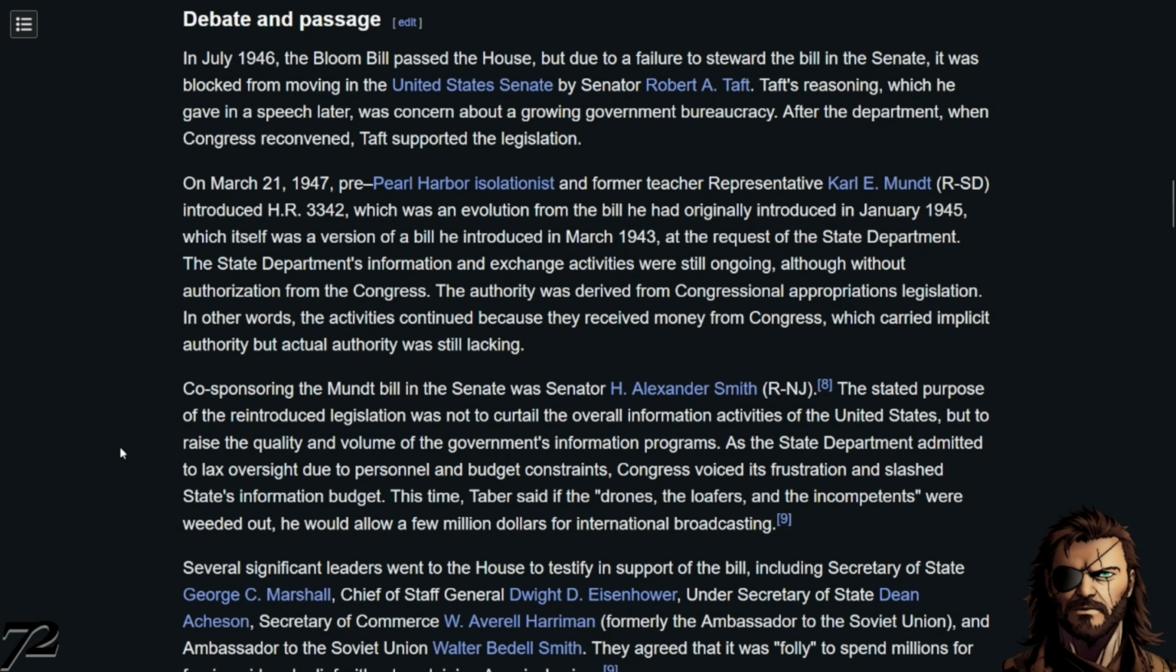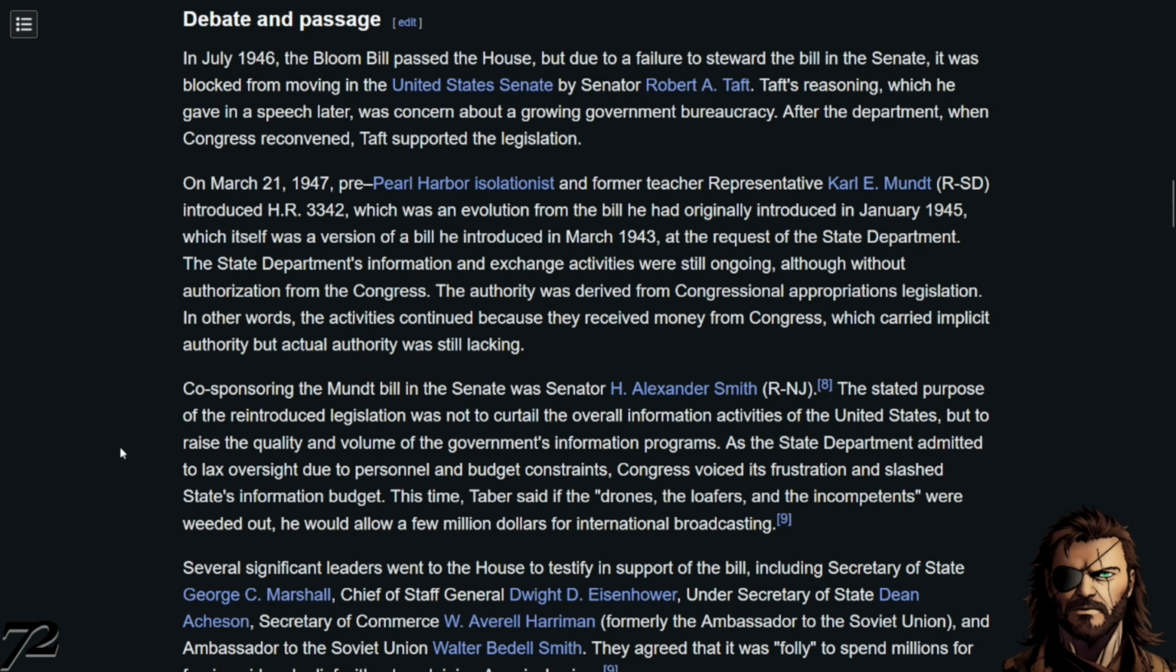On March 21, 1947, pre-Pearl Harbor isolationist and former teacher Representative Carl E. Mundt, Republican of South Dakota, introduced H.R. 3342, which was an evolution from the bill he had originally introduced in January of 1945, which itself was a version of the bill he introduced in March 1943 at the request of the State Department.